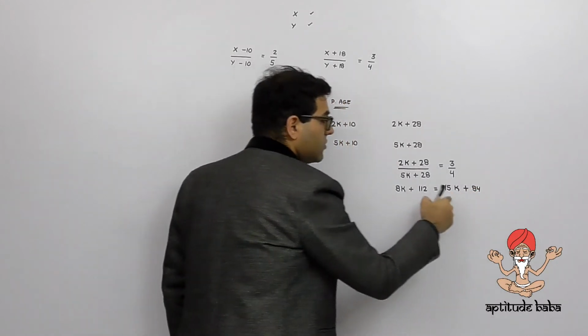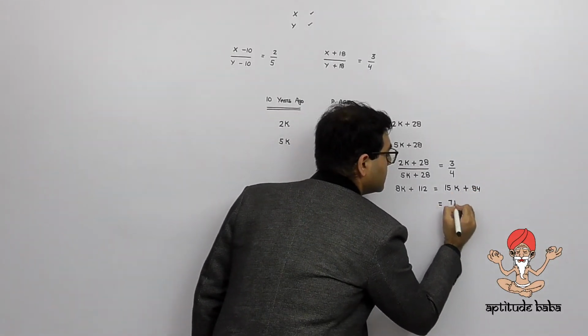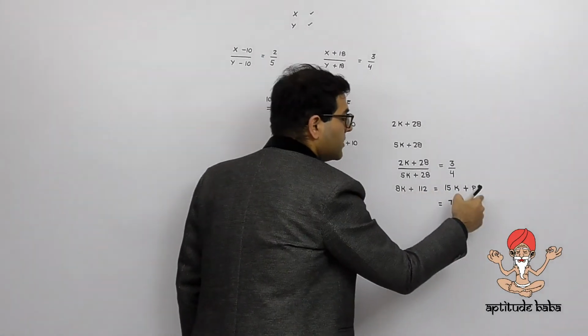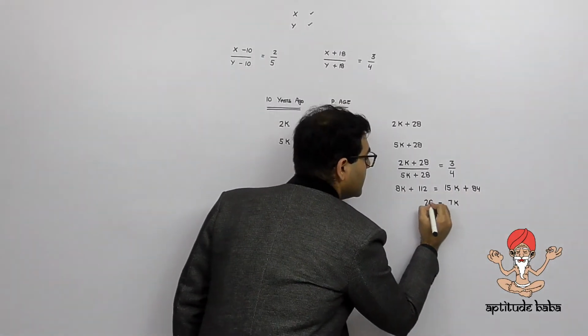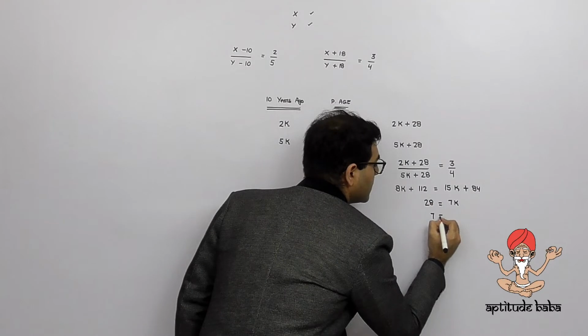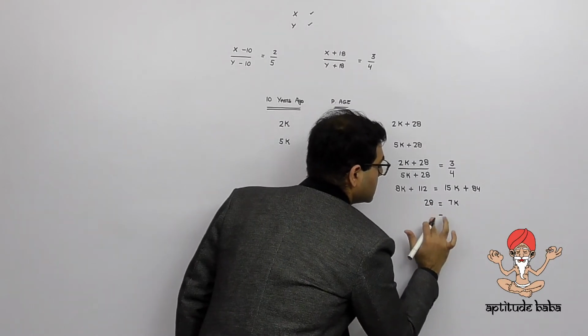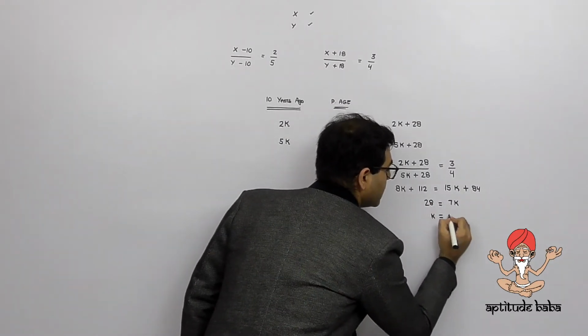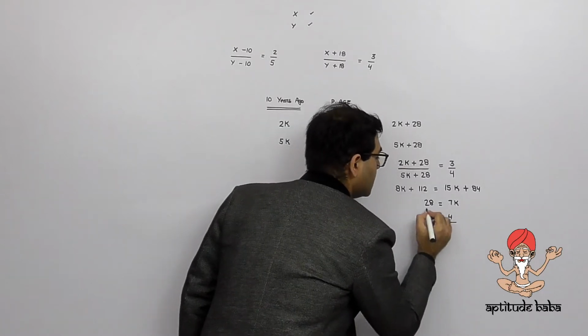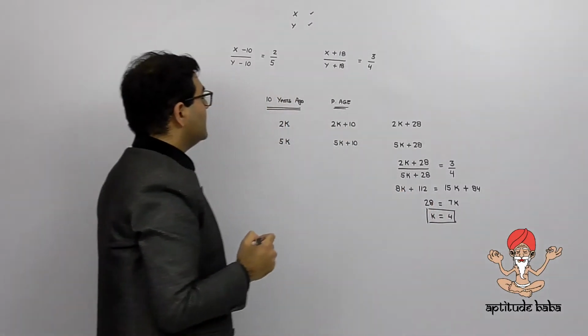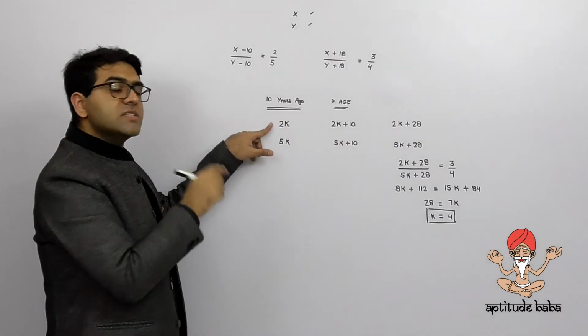Now, if we subtract 8k from 15k, I have 7k left, and when we subtract 84 from 112, we get 28 again. That means the value of k that we have here is actually 4.